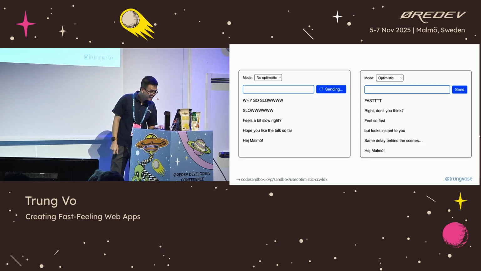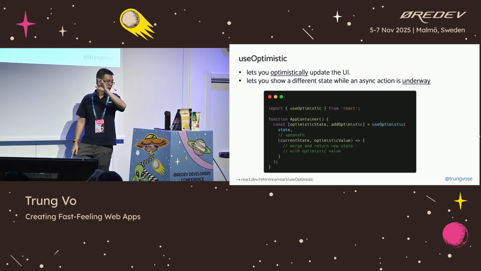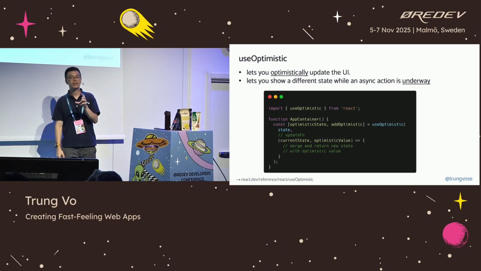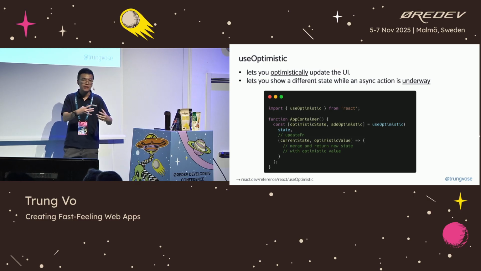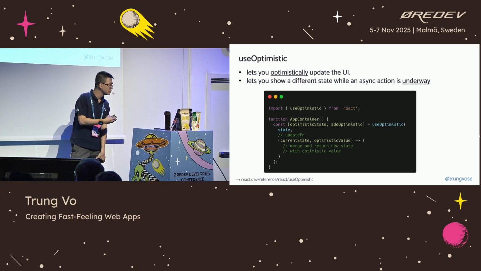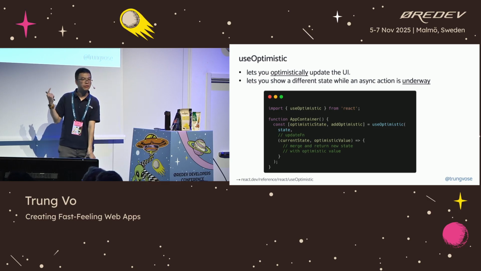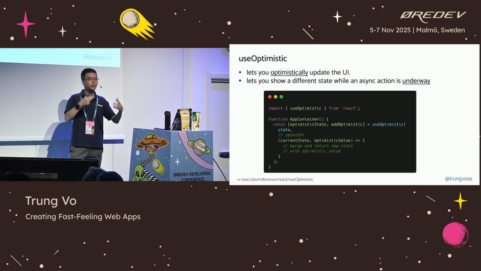So I think that is about it for useOptimistic. This one, you don't have to use a query library. You can manually implement it, but it's going to be a bit complicated. So you could use something like useOptimistic in React 19. Now it's available. So if you are upgrading to React 19, you can use it.